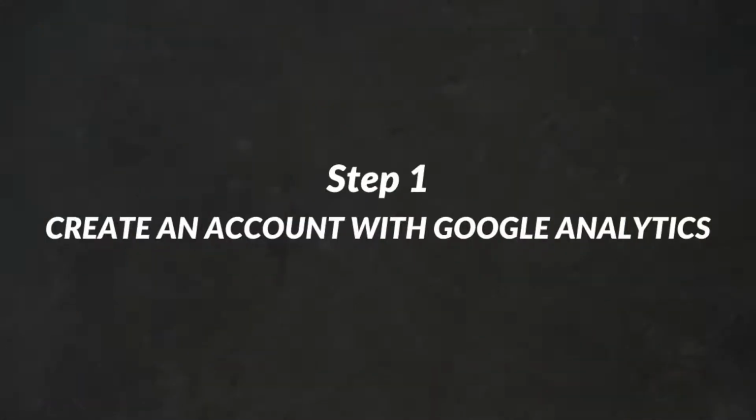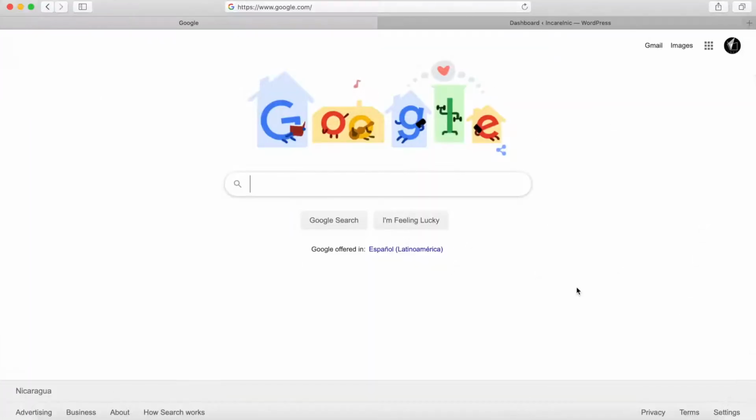So I break down this process into 3 simple steps. The first step is to create an account with Google Analytics. In order to create a Google Analytics account, you need to have a Gmail address. So if you don't have one, just go ahead, create a Gmail address, and then log in to your Google account, just as I am doing right now, as you can see here.